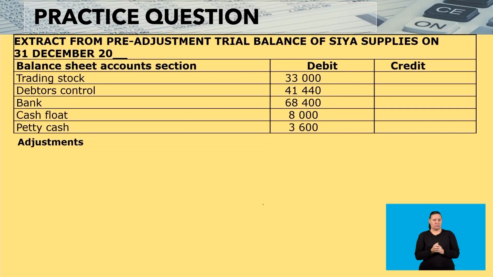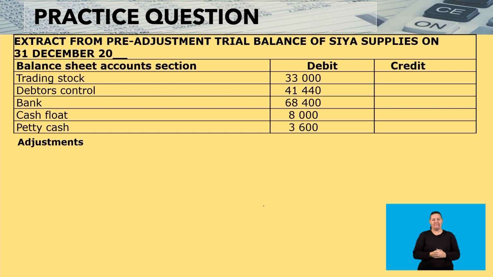In today's class, I'm going to be talking about the statement of financial position, but my focus is going to be on current assets. I have a practice question that I want to do with you. It is a pre-adjustment trial balance and extract from the books of CS Supplies on the 31st of December.